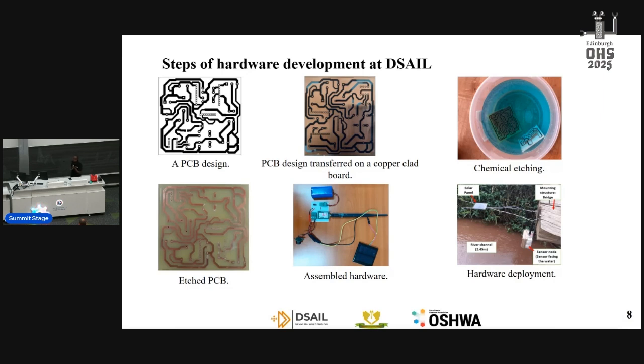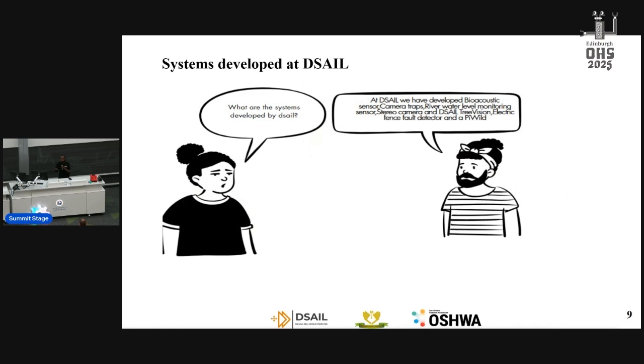So here are the general steps. We have a PCB design printed on paper, then transferred to a copper clad board, then we do chemical etching to remove the excess copper. Then you have your tracks. Then you drill, place components, assemble the hardware, and then deploy it in the field for data collection.